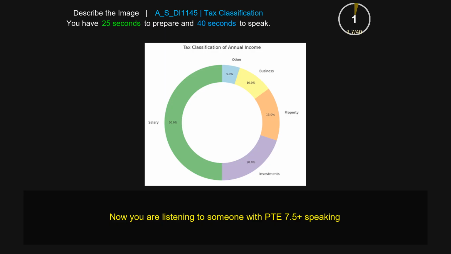This picture provides the tax classification of annual income, and there is a highest ranking on salary, it's 15%, and the another one is 5% of others and 10% of business. And there is an interesting point that in the tax classification of annual income, 15% is only the property and 50% is salary, and the investment is only 20%. The overall picture is the tax classification of annual income, in which salary is the first one and the last one is other.